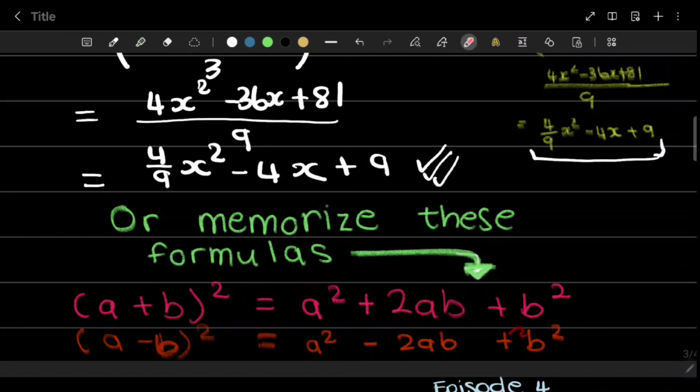It's the same for this one over here. The only difference of this one is it has a minus sign, but that's not a problem. It's the same thing. You basically square this one, so it's a squared, and then minus b squared will give us positive b squared. Multiply these two, that would give us negative ab, and then multiply this by 2 again. And that's how we get minus 2ab.